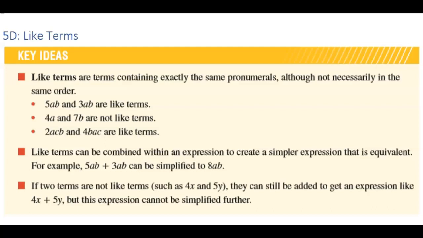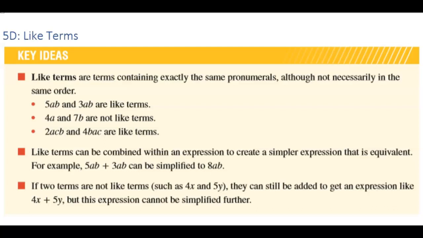Like terms are terms containing exactly the same pronumerals, although not necessarily in the same order. When I'm introducing this, I always think of a juice. If we had an apple and banana juice, that's the same as a banana and apple juice, but it's not the same as an apple and carrot juice. So A is apple, B is banana. We can't add two different types of juices together.